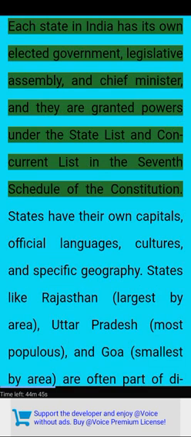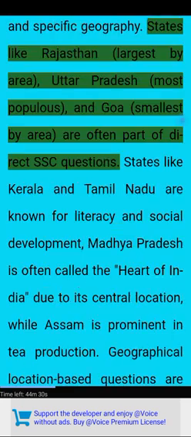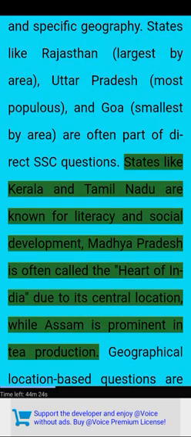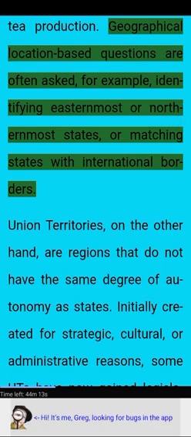Each state in India has its own elected government, legislative assembly, and chief minister, and they are granted powers under the state list and concurrent list in the 7th schedule of the Constitution. States have their own capitals, official languages, cultures, and specific geography. States like Rajasthan, largest by area, Uttar Pradesh, most populous, and Goa, smallest by area, are often part of direct SSC questions. States like Kerala and Tamil Nadu are known for literacy and social development. Madhya Pradesh is often called the heart of India, due to its central location, while Assam is prominent in tea production. Geographical location-based questions are often asked, for example, identifying easternmost or northernmost states, or matching states with international borders.